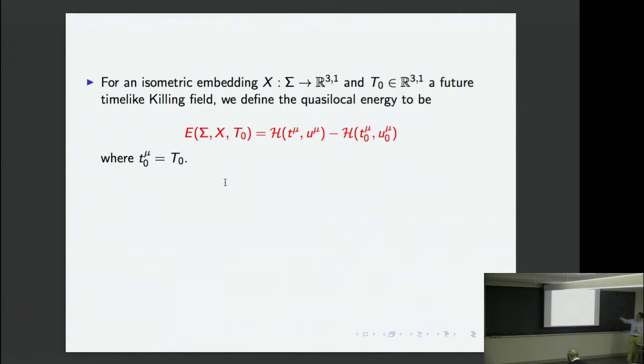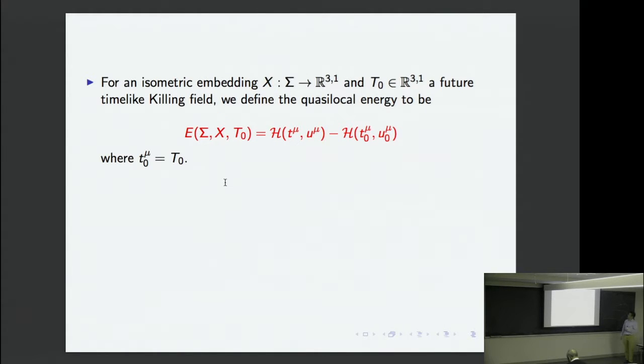Okay, so it's going to be the difference of two Hamiltonians. The first one here is going to be the physical Hamiltonian. The second one here is going to be the reference Hamiltonian. And you see that we just have to choose this T mu here. You recall T mu is a timelike unit vector field, and U mu is a normal vector field of the surface.